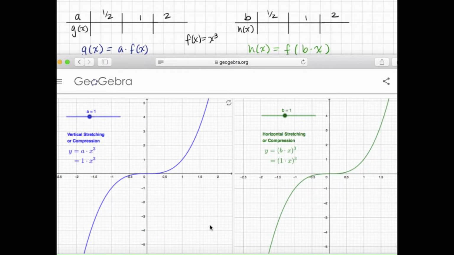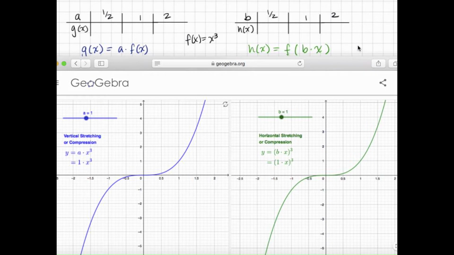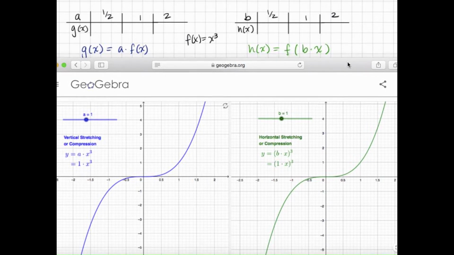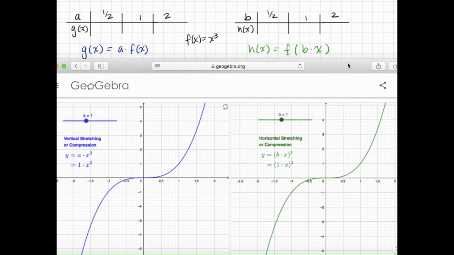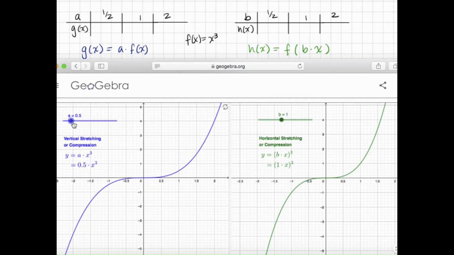This button above will refresh. As you can see, I just refreshed and it resets both the sliders to 1 and the viewing window to what we began with. So with that, let's see what happens when we let both a and b equal 1/2. So let's move both sliders down to 1/2.